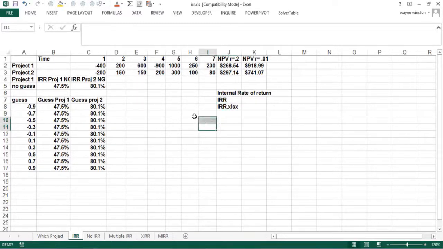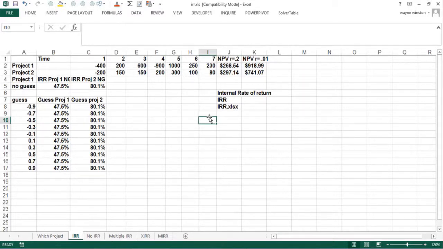So if you've got a sequence of cash flows, here we have two projects, we've got cash flows. Okay, and the problem with NPV, or net present value, is that it depends on the discount rate. So if I discount these projects at 20%, project 2 is better than project 1. If I discount them at 1%, project 1 is better. So the answer to which project is better depends on the discount rate.